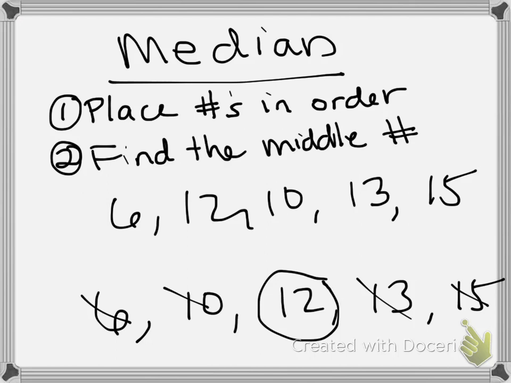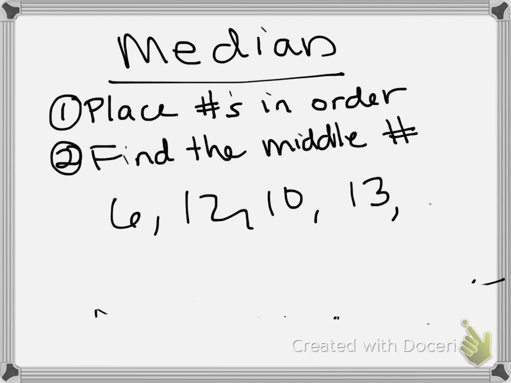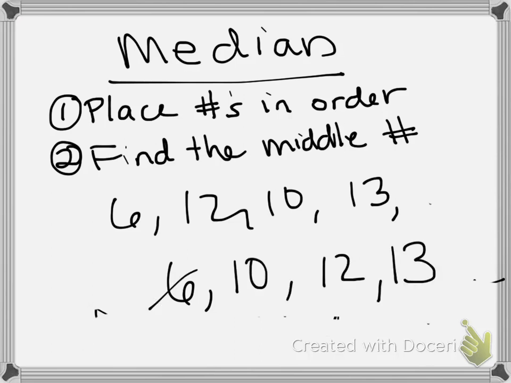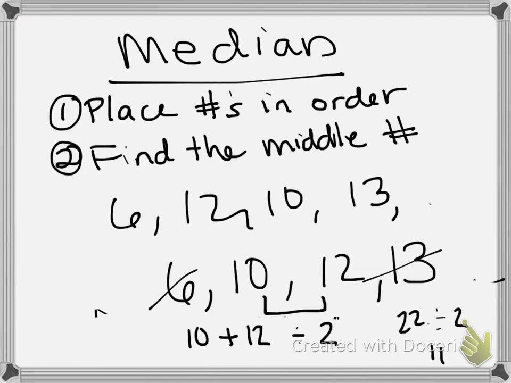Sometimes you're only given an even amount of numbers. So you can still find the middle number here. I'm going to put them in order again. 6, 10, 12, 13, and I'm going to cross off. If you have 2 numbers in the middle, you're going to add them together, and then you're going to divide by 2. So it's kind of like we're finding the average of the middle 2 numbers. So 10 plus 12 would be 22, and then I'm going to divide it by 2, it'd be 11. Our median of those numbers is 11.